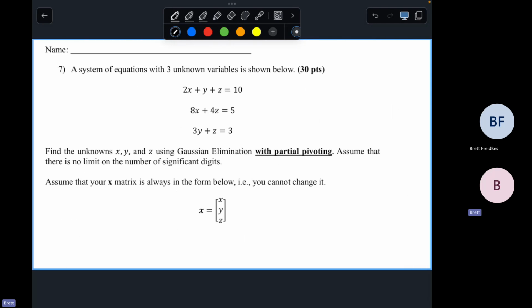Question 2. A system of equations with 3 unknowns is shown below. Find the unknowns x, y, and z using Gaussian elimination with partial pivoting. Assume that there's no limit on the number of sig figs. Basically, you can store numbers in your calculator. You don't need to worry about chopping or anything weird. Just do your thing. And assume that your X matrix is always in the form X, Y, Z. What does that prevent you from doing? Yeah, I can't pivot columns if I can't change the X, Y, Z. I want you to do this in one particular way. So go ahead, spend 5 or so minutes on this as practice. And you're going to use partial pivoting.